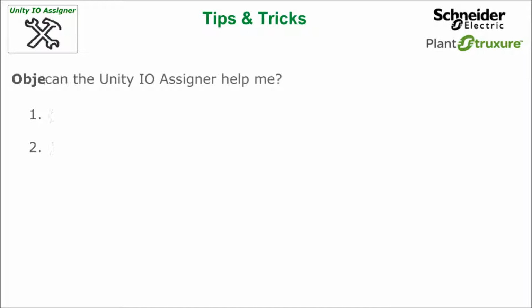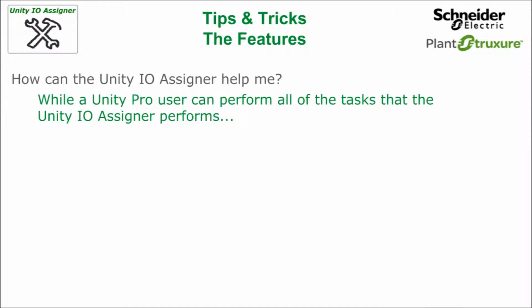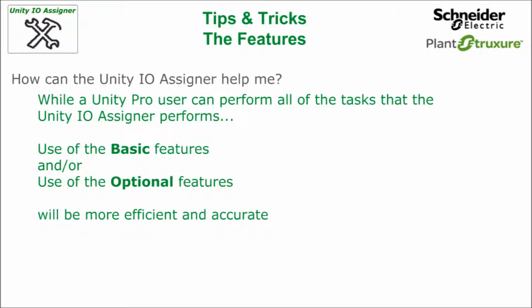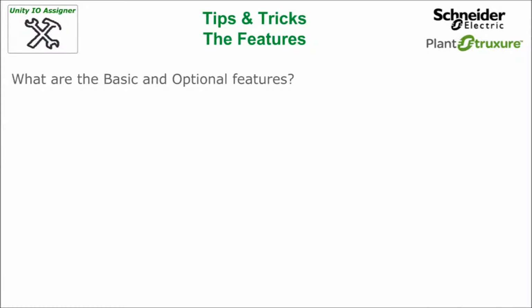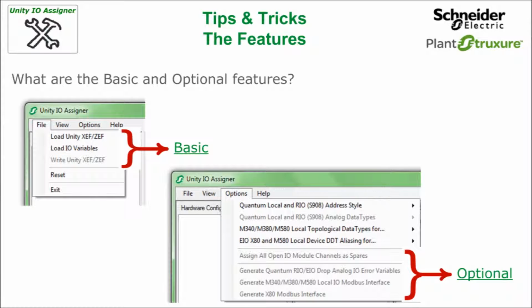I begin by answering the question, how does the Unity I/O Assigner help? While a Unity Pro user can manually perform all of the tasks that the Unity I/O Assigner does, using the Unity I/O Assigner basic and/or optional features will be more efficient and accurate than is humanly possible. So what are the basic and optional features? They are shown here.